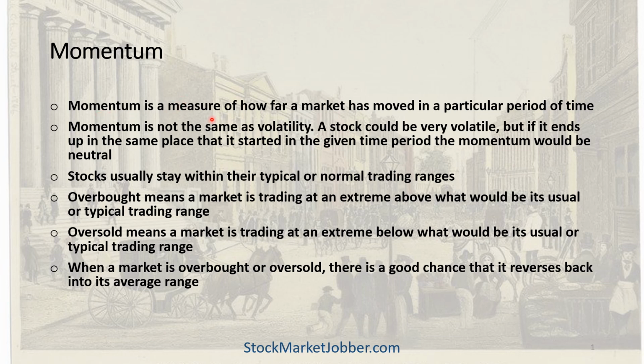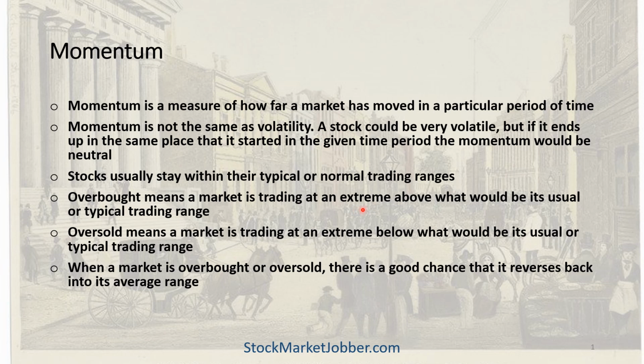So momentum is a measure of how far a stock has moved in a particular period of time. So like in a week, 2 weeks, a month, or different ways to measure it. It's not the same as volatility. So for the vast majority of the time, a stock or a security or an ETF, I'm just going to go with stocks as my default, but whatever you're trading, a crypto, commodities, bonds, the vast majority of the time they're within their typical or normal trading ranges. That's why they're called typical or normal.